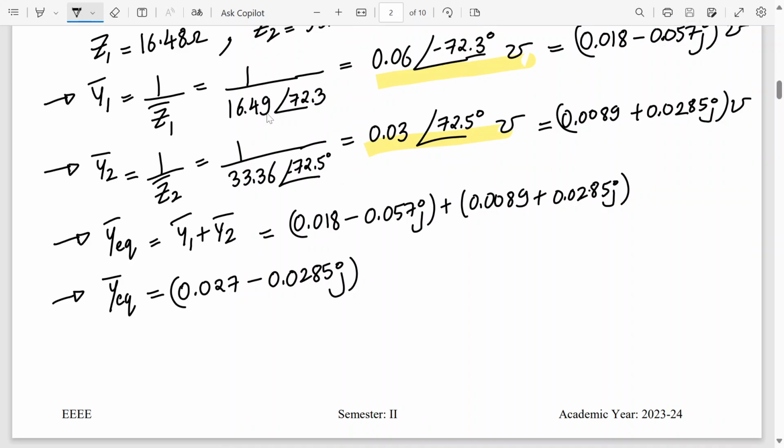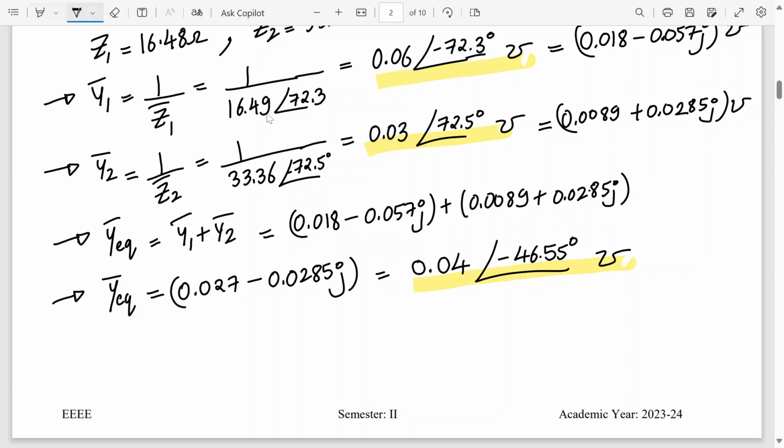Did you get this answer? Now convert this into polar again. How much is it? So press shift polar 0.027 comma minus 0.0285. How much did you get? 0.04 at an angle minus 46.55, and the unit is mho. So this is my Y equivalent, the equivalent admittance.